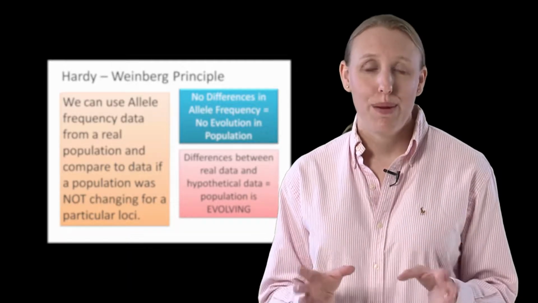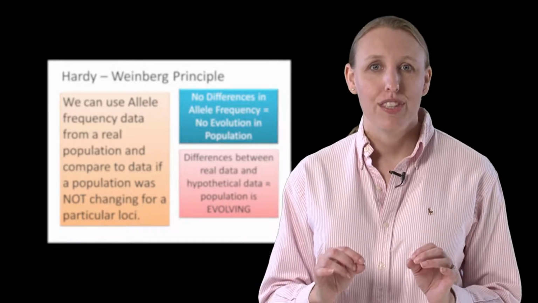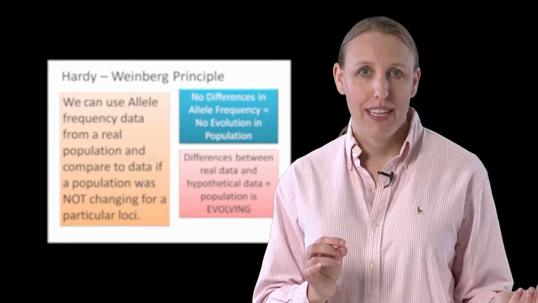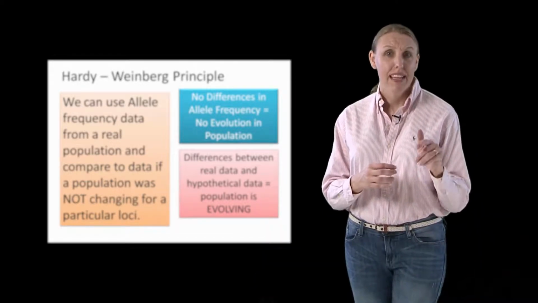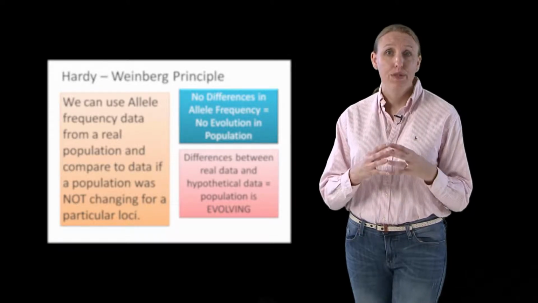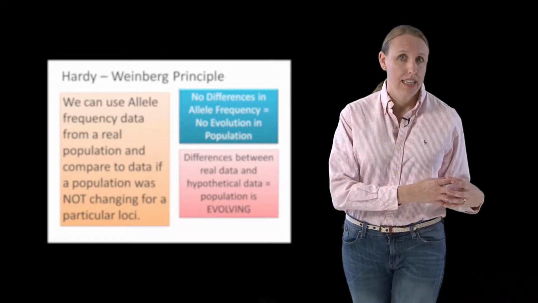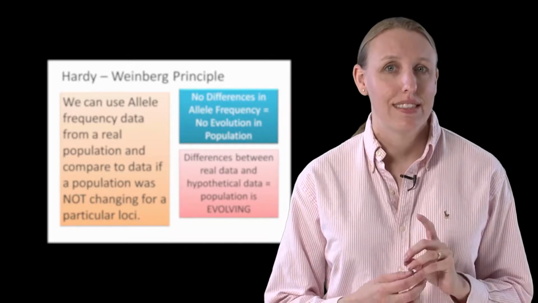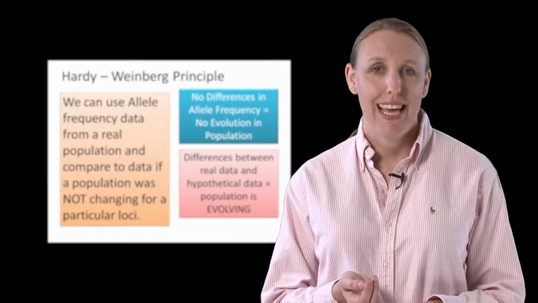So the Hardy-Weinberg conditions and the Hardy-Weinberg equation are really important for comparing what's going on in an actual population. The conditions for Hardy-Weinberg and that equation are going to show us differences between the allele frequencies of this hypothetical population and the actual population. Depending upon how big those differences are, it's going to show us if evolution is occurring and why evolution is occurring in that population.